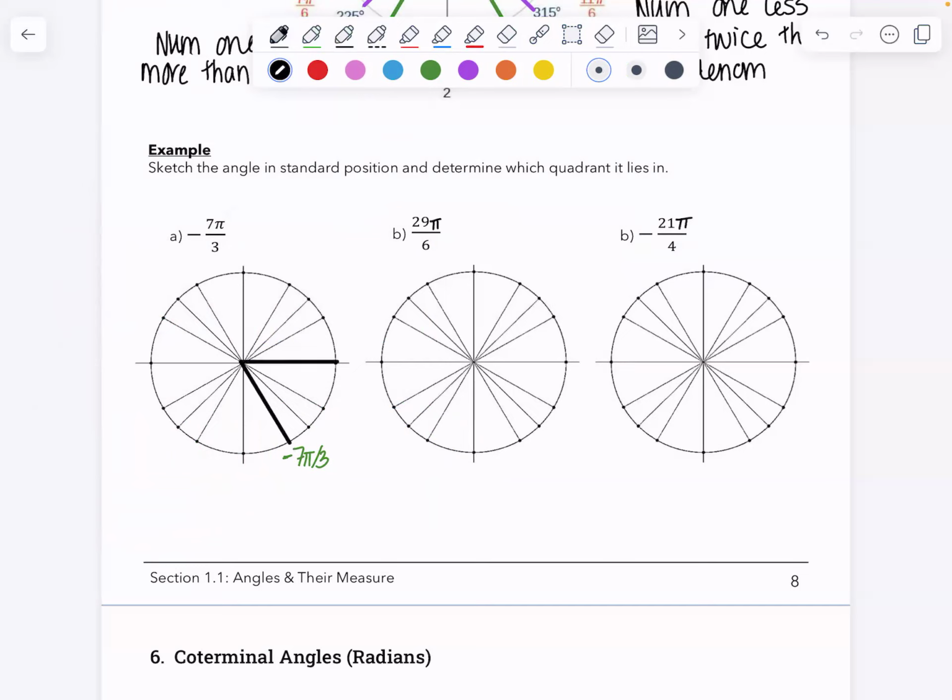So we know that this angle is first going to go an entire revolution negatively, and then stops right there on negative 7 pi over 3.